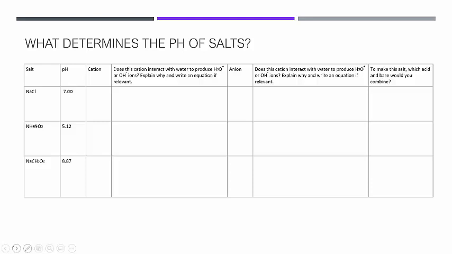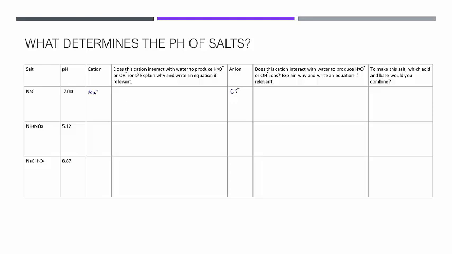Okay, so I've got 3 examples on the screen here. The first thing you're going to have to do is think about which anion and cation are produced when that salt is in water. So if we've got sodium chloride, the cation is going to be sodium ions, and the anion is going to be chloride ions.